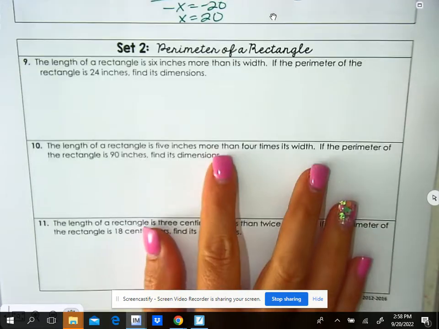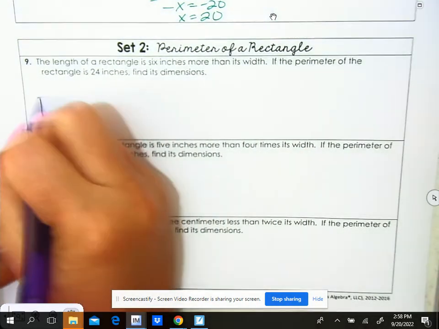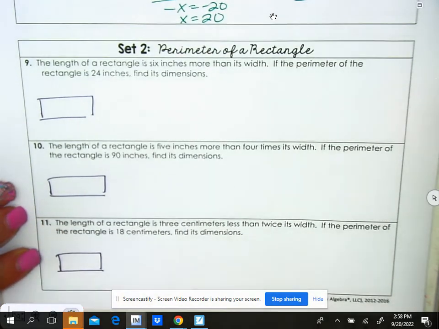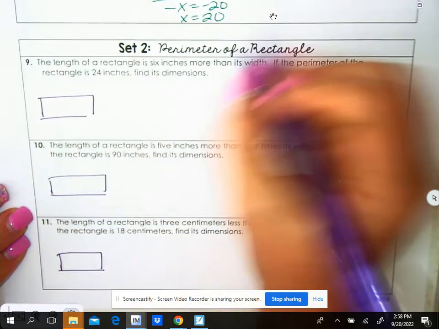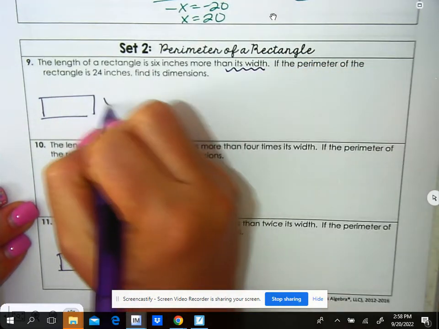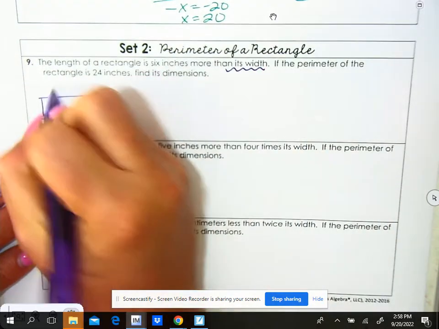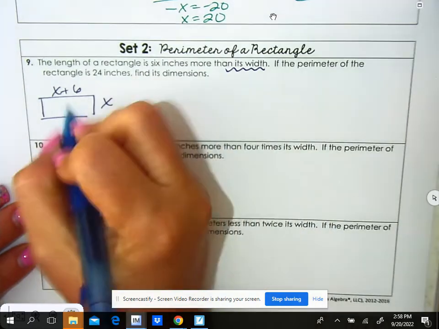Now, we talked about perimeter next of a rectangle. So remember, perimeter of a rectangle, perimeter is where we add up all the sides. Rectangle, we have opposite sides that are the same. So remember, I started every one of these problems by drawing a rectangle, and I'm going to label it. Okay, so obviously the length of a rectangle is 6 inches more than its width. So our width is our X, it's what goes at the end. And 6 more than that would be X plus 6.